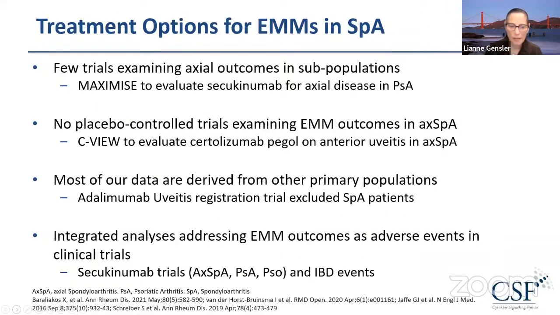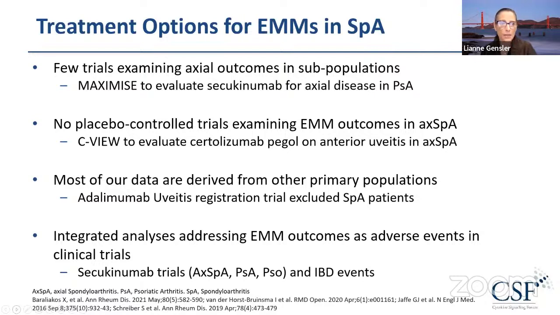So the next point I'll make is that as we think about treatment options for these extramusculoskeletal manifestations, we have no direct evidence to really speak to this. First of all, we have very few trials examining axial manifestations in subpopulations. An example of a trial that did this was the Maximize trial that looked at axial inflammatory disease, so sacroiliitis, looking at disease activity in the setting of what was defined as axial psoriatic arthritis. So patients that had psoriatic arthritis but had axial disease, and looking at secukinumab's impact on that.